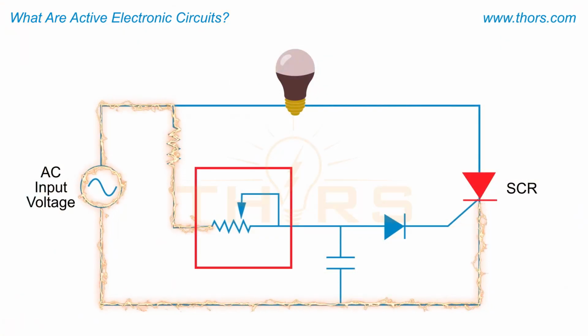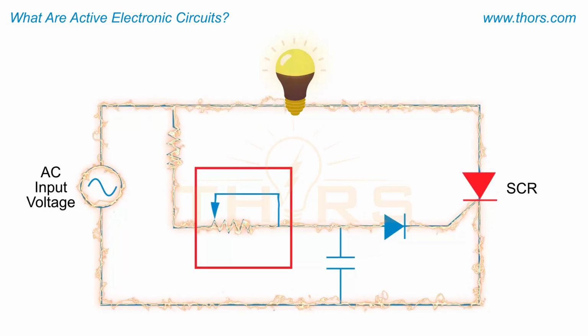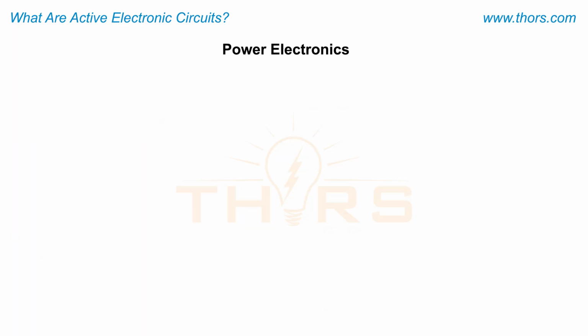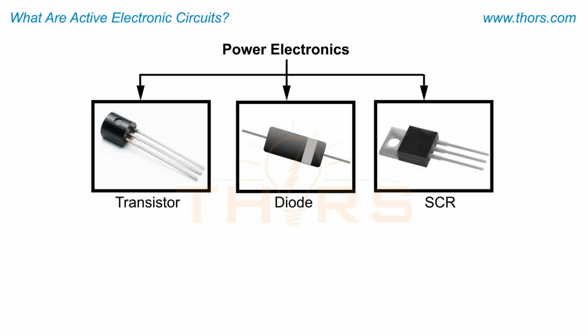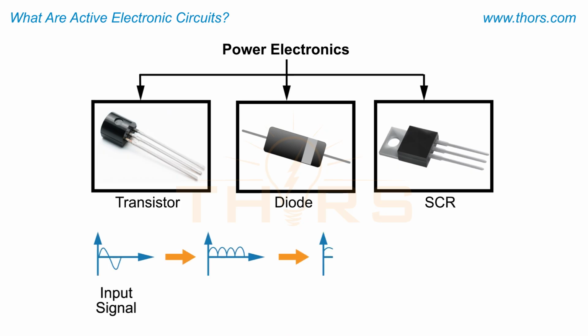SCRs are used as controllers in electronic circuits to regulate the flow of current, enabling functions such as power switching, rectification, and protection in electronic devices. In power electronics, power converters use a combination of transistors, diodes, and SCRs to transform the input signal from one state or voltage level to another, facilitating efficient energy transfer and utilization.